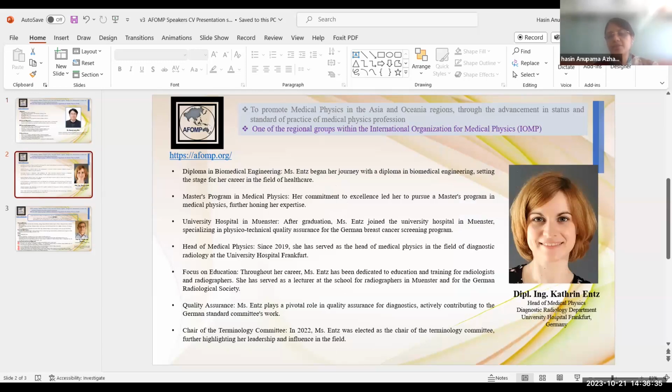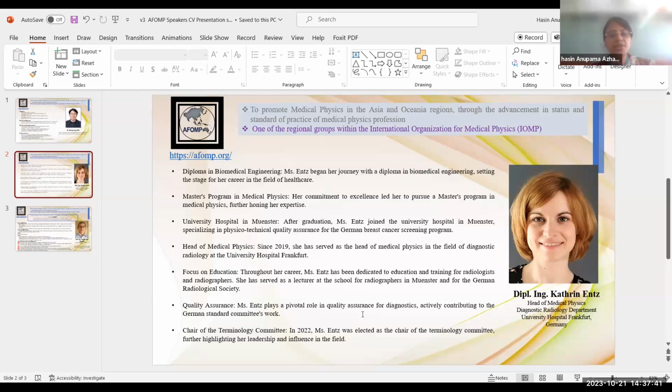The next speaker is Dr. Diploma Engineer Kathrin Entz. She is the head of medical physics of the Diagnostic Radiology Department, University Hospital Frankfurt, Germany. She completed a diploma in biomedical engineering and began her career in the field of healthcare, as well as a master's program in medical physics to pursue medical physics. After graduation, Ms. Entz joined the University Hospital in Münster, specializing in physico-technical quality assurance for the German breast cancer screening program. Since 2019, she has been working as head of medical physics in the University Hospital Radiology Department in Frankfurt. Her focus is dedicated to education and training for radiologists and radiographers, and she has served as a lecturer at the School of Radiographers in Münster and for the German Radiological Society.